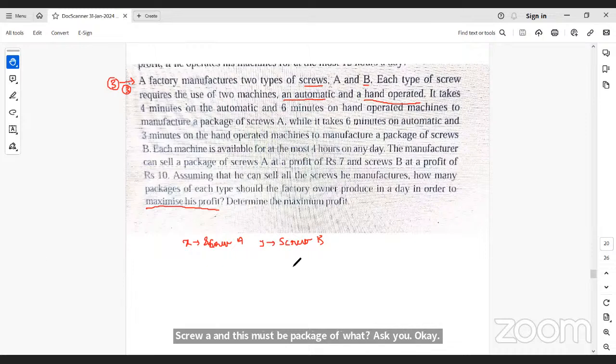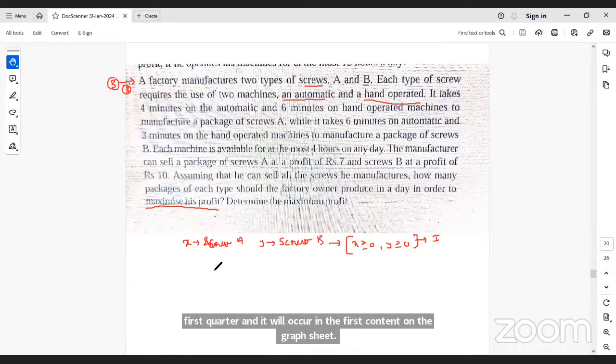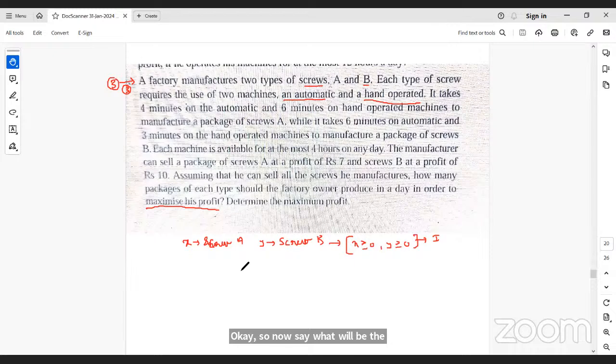Whenever you are considering packages, they will obviously be greater than or equal to 0. This is the non-negative constraint, and because of this constraint, the solution region will occur in the first quadrant on the graph sheet. Now what will be the equation? We will first try to draw the table.